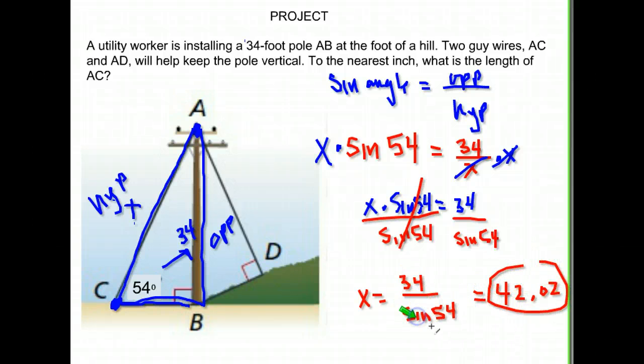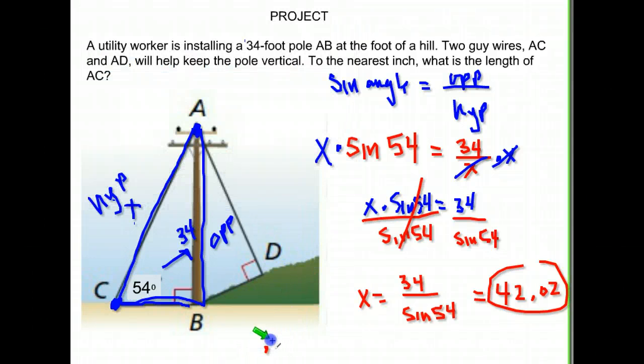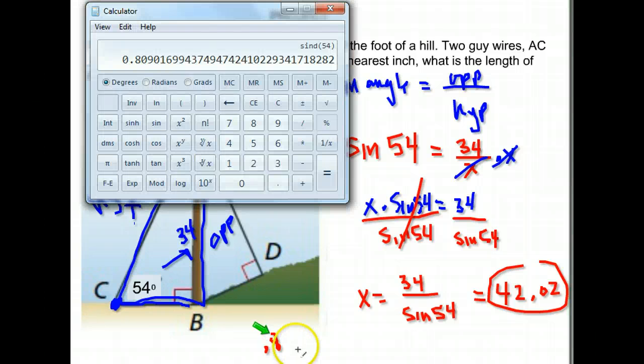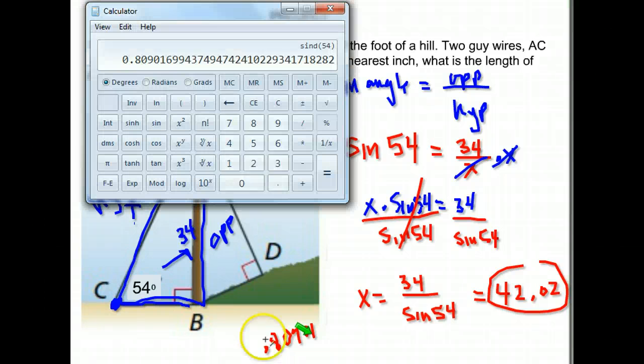If you're not comfortable with the parentheses in the calculator, you can calculate your answer this way. Also, you can find out what the sine of 54 is, so put 54 and hit sine, and you'll see that it's 0.80901, and then put in your calculator 34 divided by that number. You might be off a little bit because of the rounding, but we still get close to the correct answer.